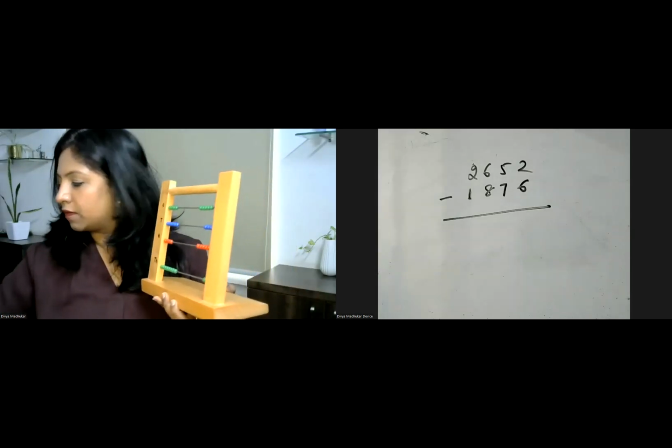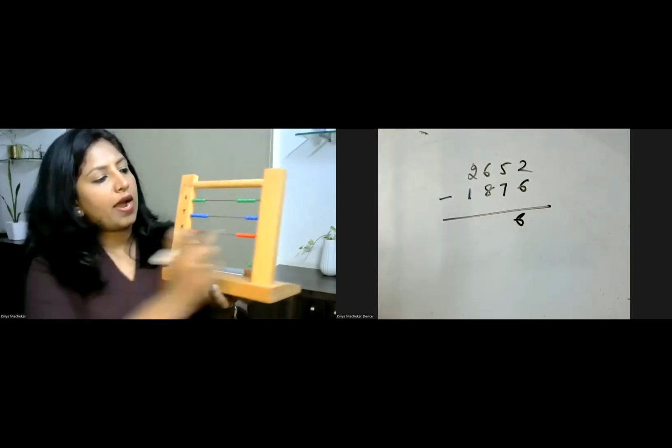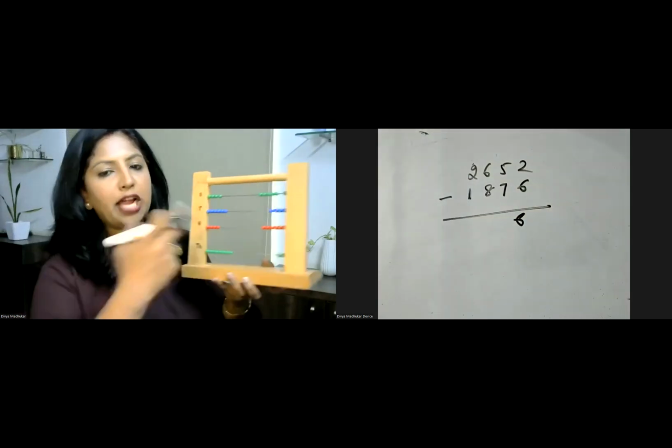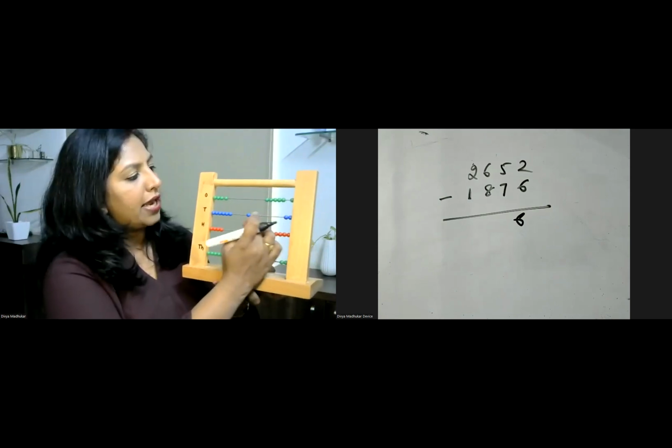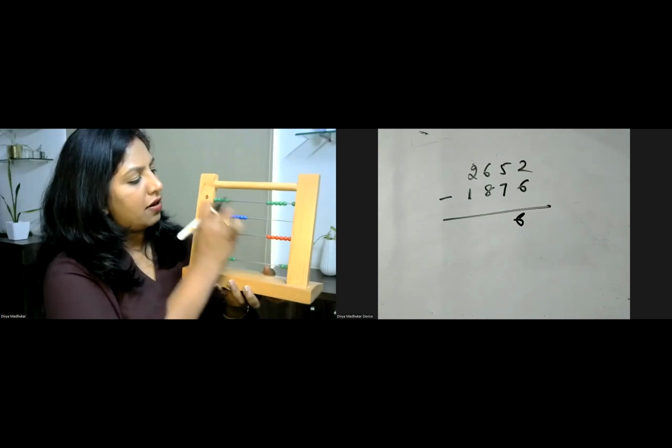So we'll write 6. Okay, now I have here 4 tens. But how many tens do I have to remove? 7 tens. 110, 210, 310, 410.